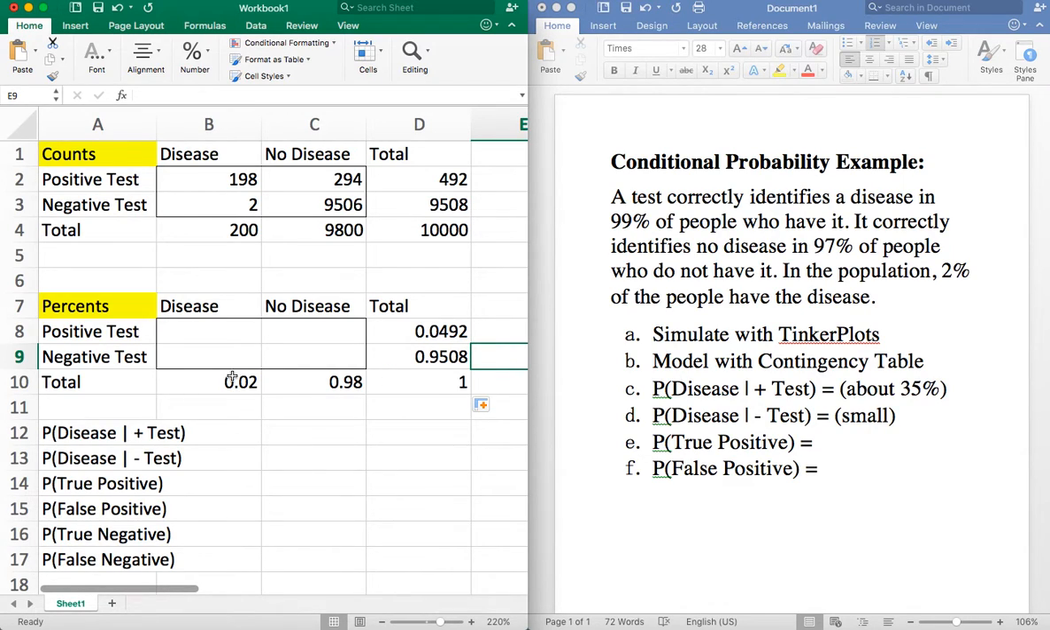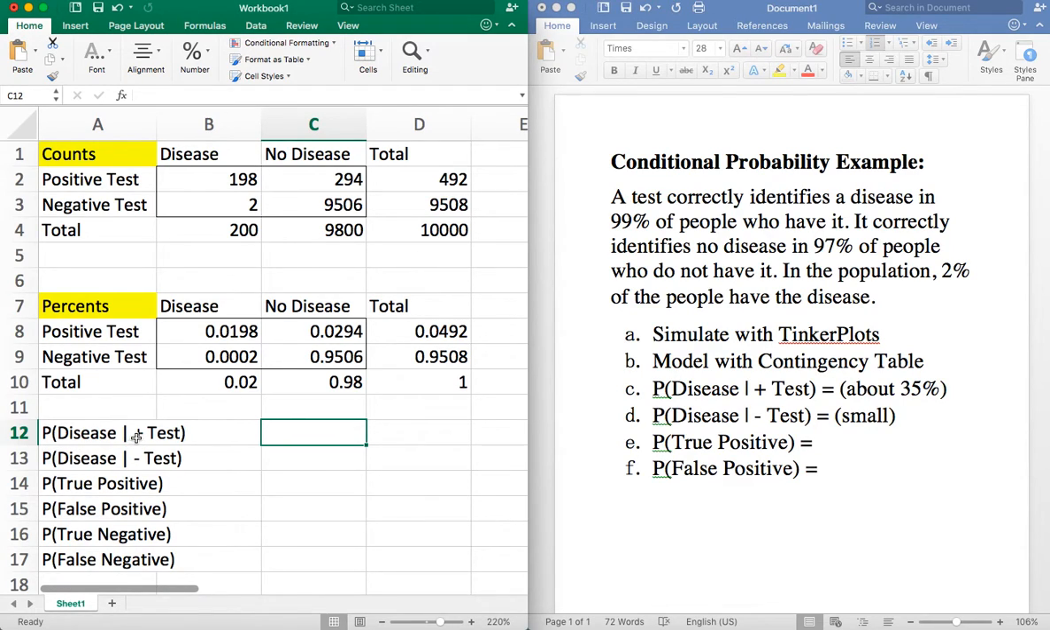I could also do this by saying, well, I've got a 99% chance of a positive test in the disease group. I've got a 1% chance of a negative test, a 3% chance of a positive test in the no disease group, and a 97% chance of a negative test in the no disease group. So let's look at how we can calculate these exact probabilities.